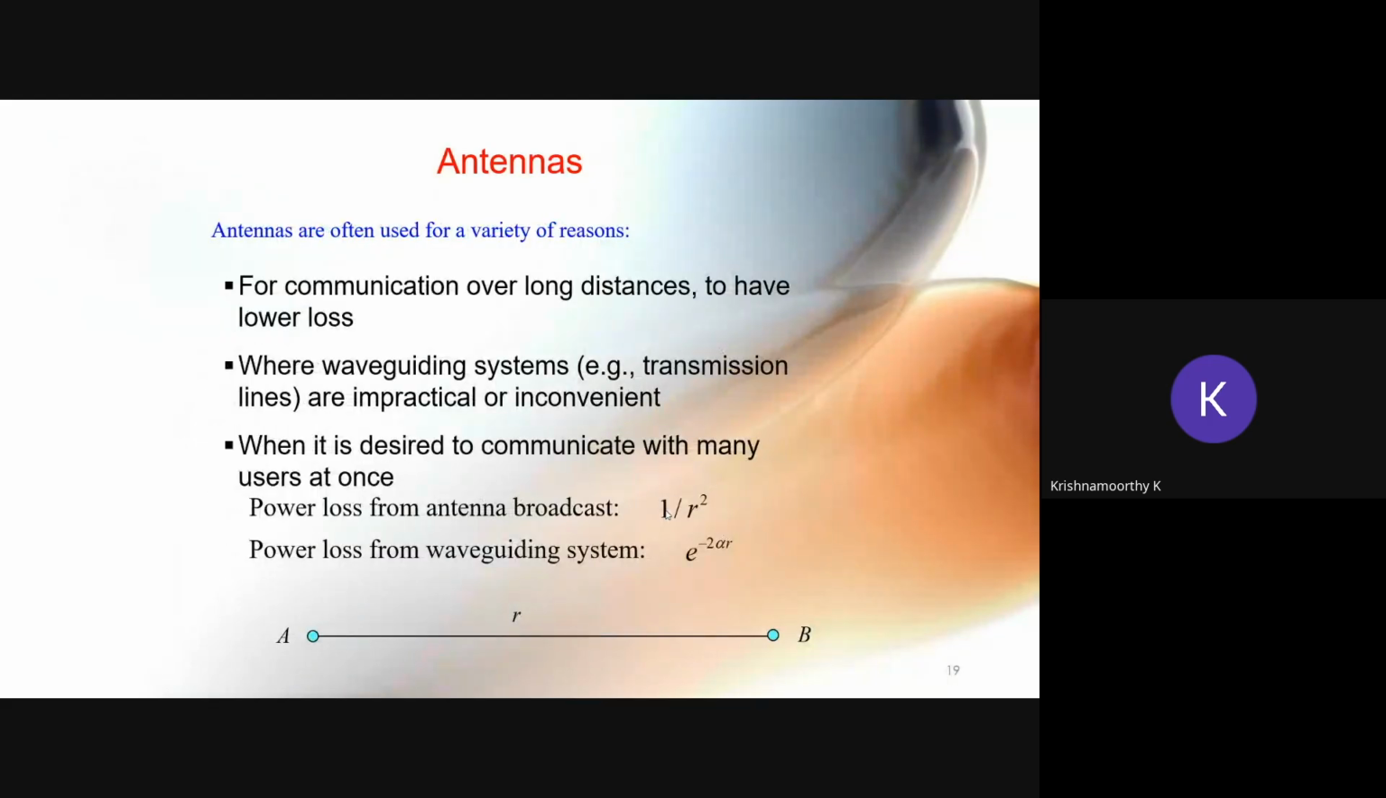So for long distances, instead of using cables, we can use the antenna for less loss. If you are using short range communication, we can go for the guided medium. For long distance communication, instead of the exponential decay, the 1 by r square decay is going to give less loss compared to the guided medium.